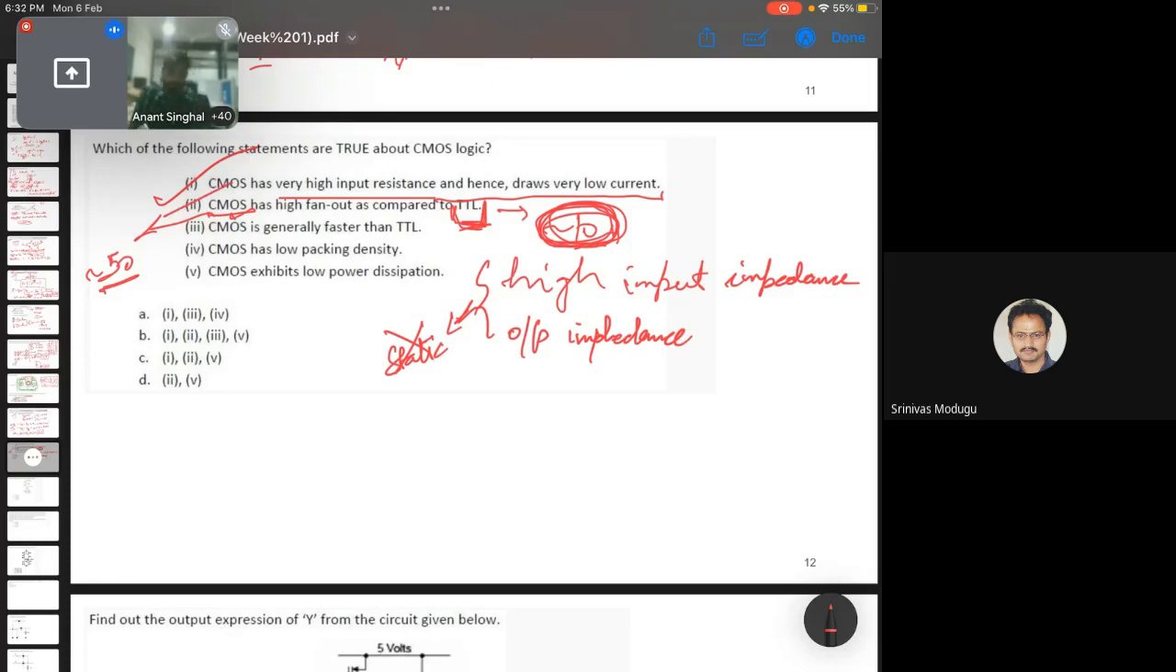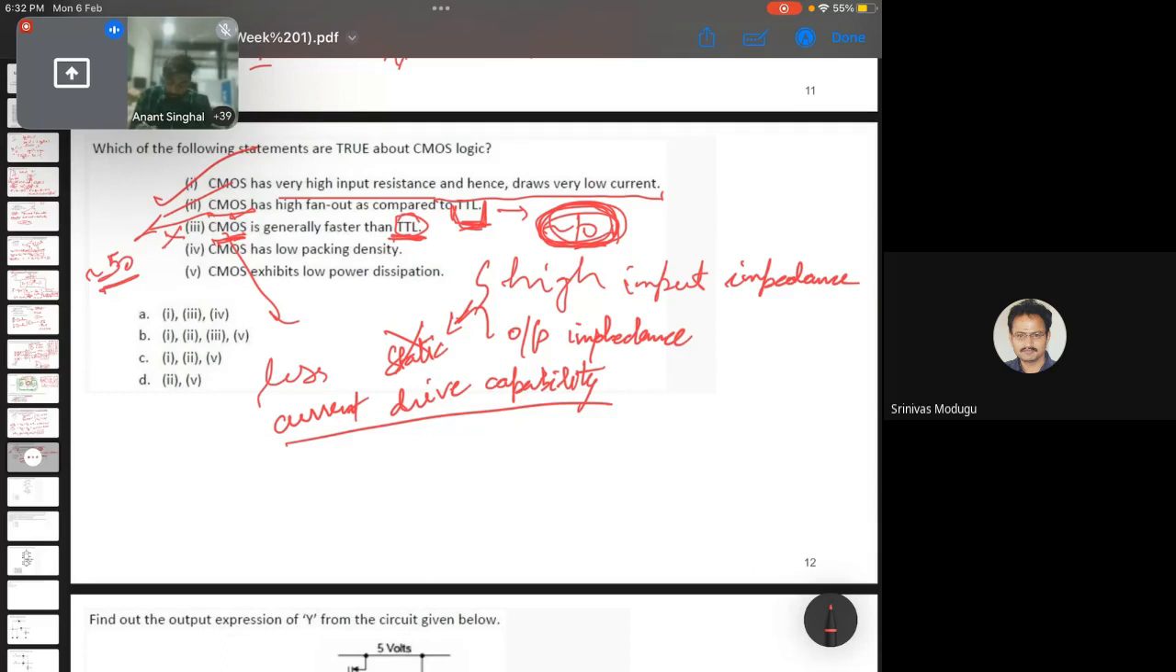But when it comes to speed, we can say TTL is faster than CMOS. Why is it so? Because CMOS has less current drive capability. Less current drive capability means the rise time and fall time are slower in CMOS as compared to TTL. That is why, for the same biases, TTL is considered faster than CMOS. So this third statement is not true.